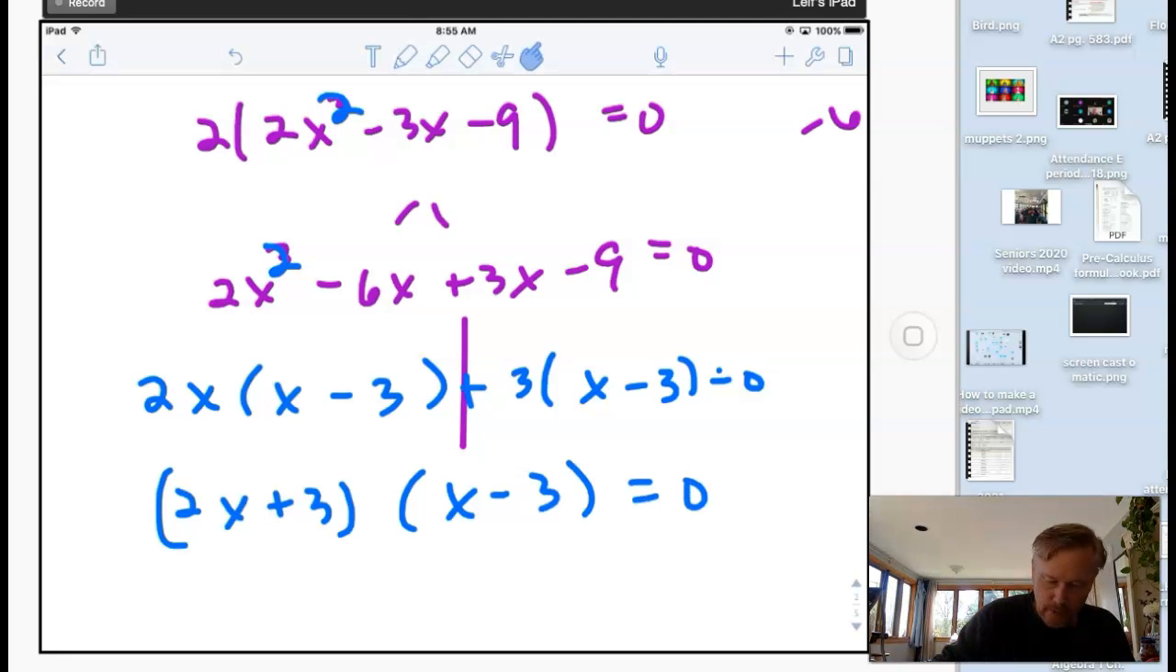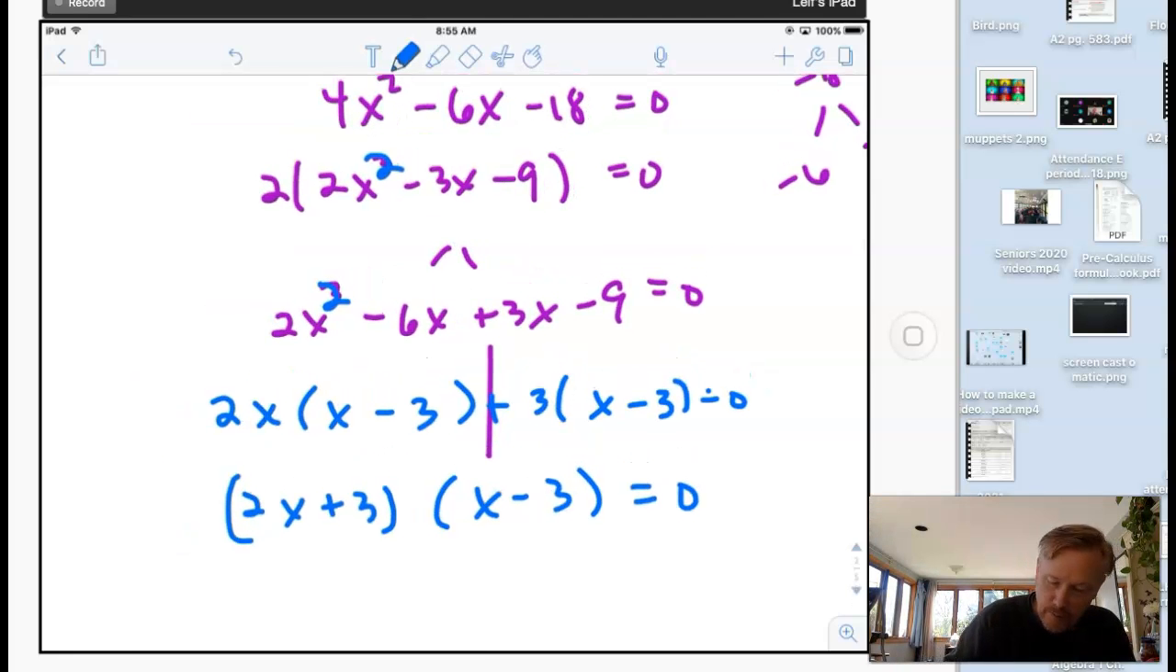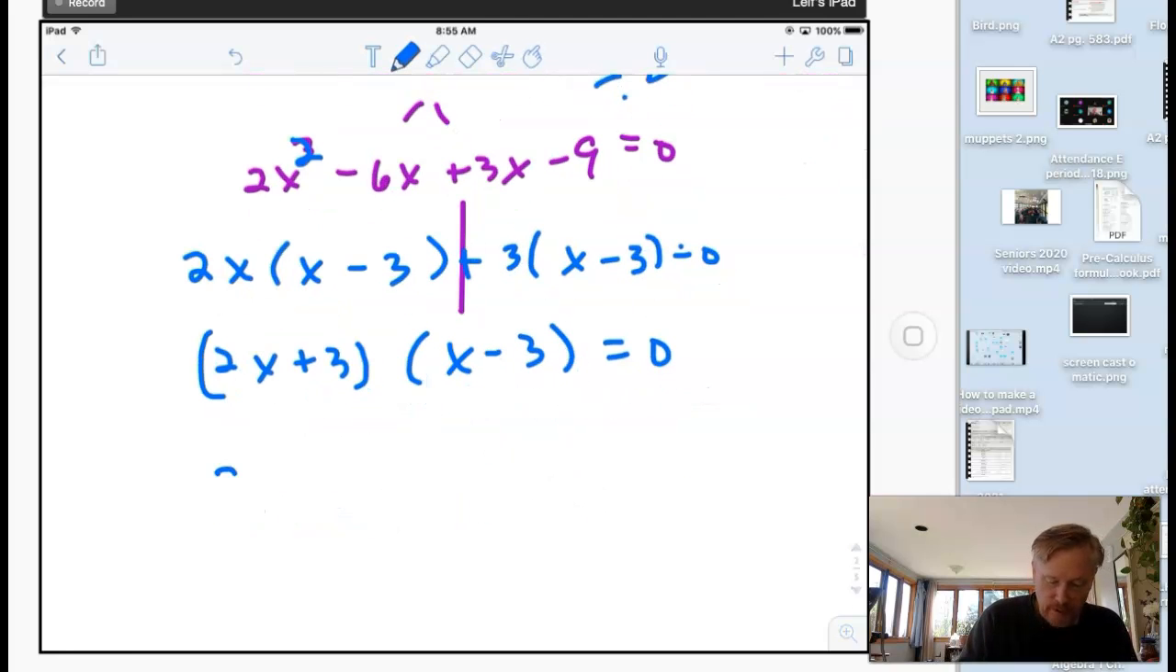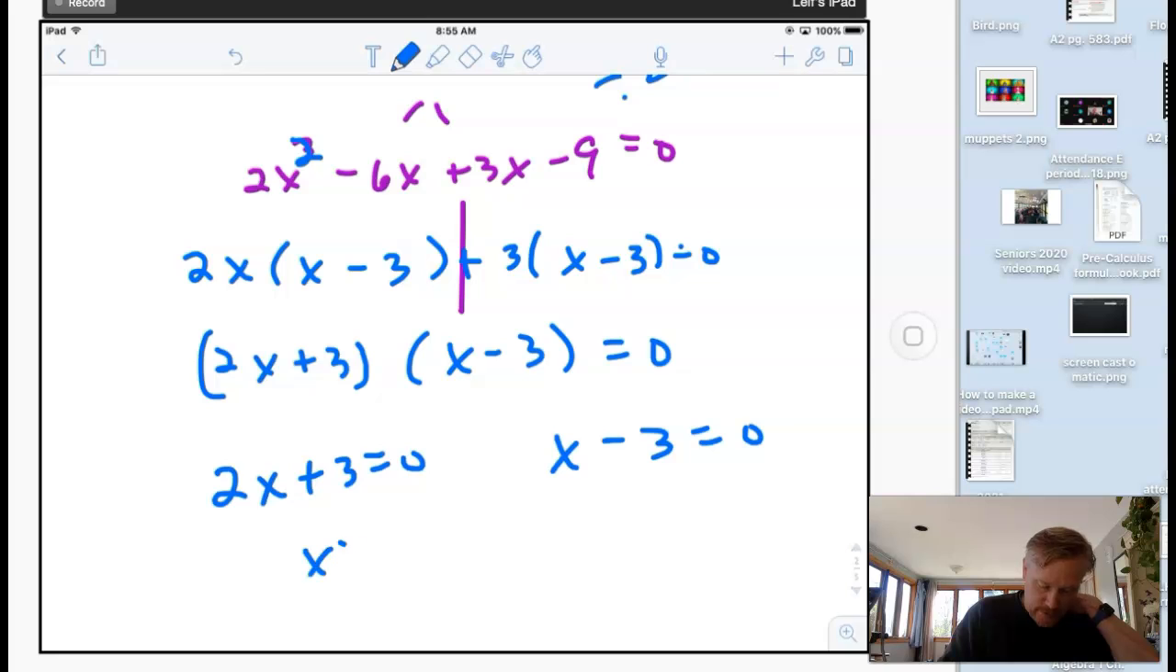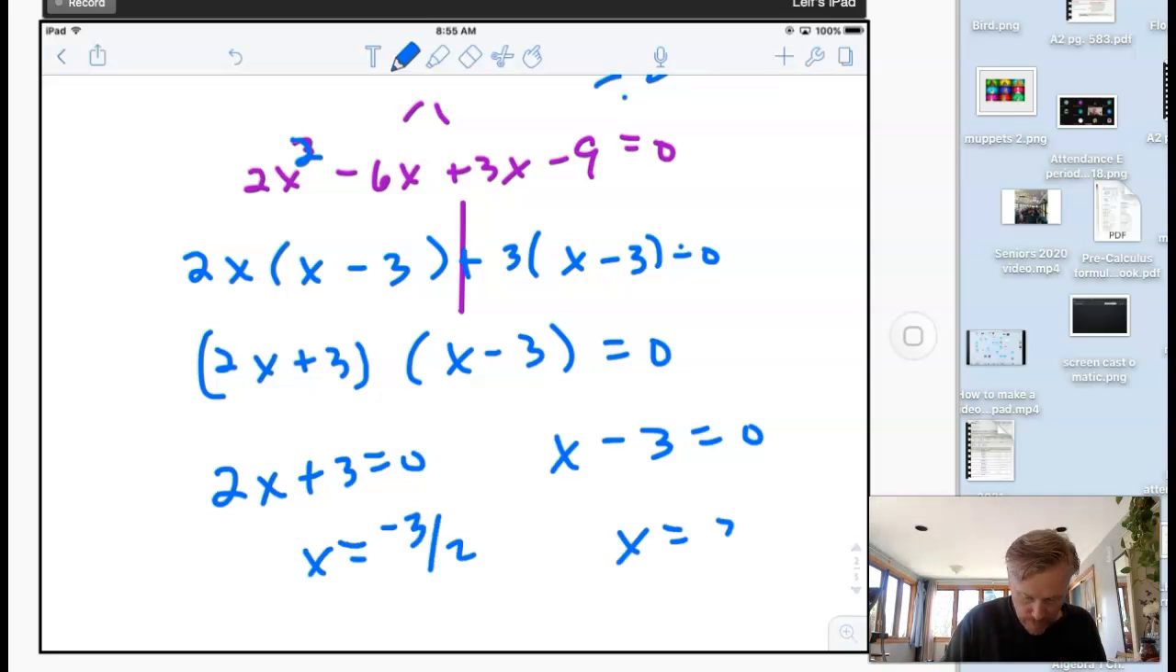That 2 in the front here, I can just divide it into the 0, believe it or not, and it becomes irrelevant. So I got 2x plus 3 equals 0, x minus 3 equals 0, and if I solve these two things, I get x equals negative 3/2 and x equals 3.